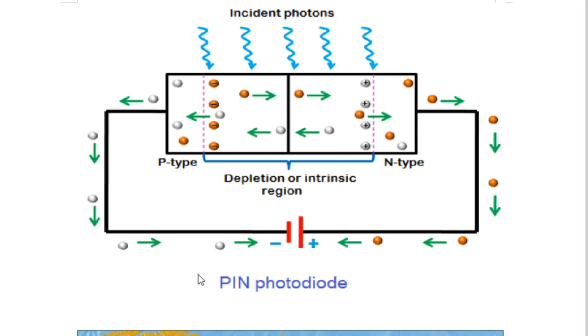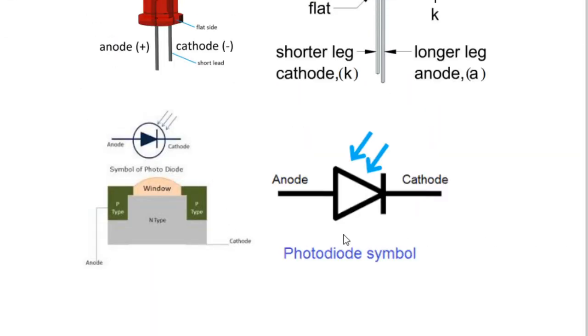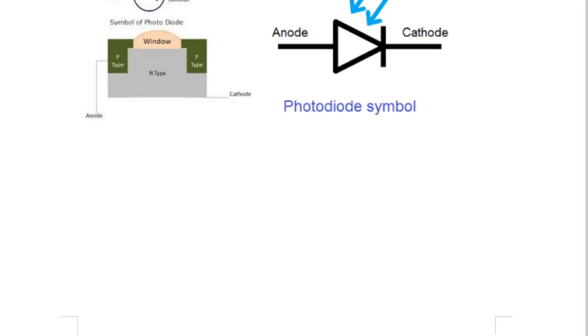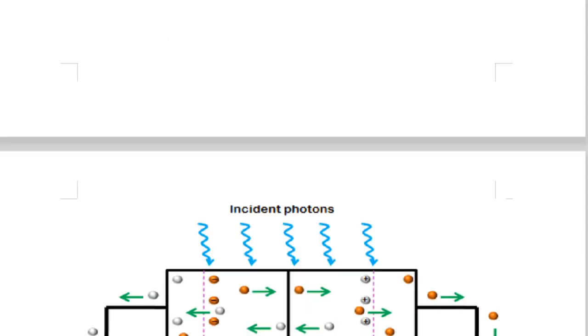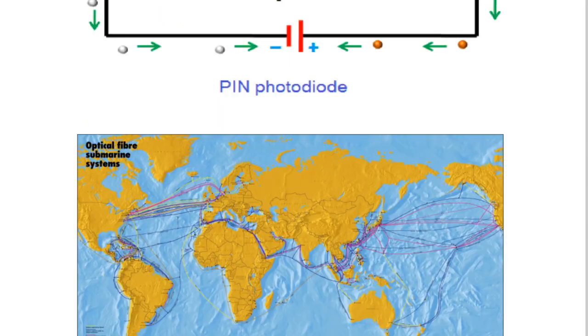And the efficiency of a PIN photodiode is much greater than the efficiency of a normal photodiode, because in a normal photodiode there is only p-type material and n-type material. Efficiency means what? Conversion of light energy into electric energy.